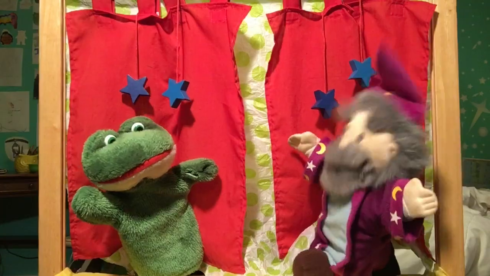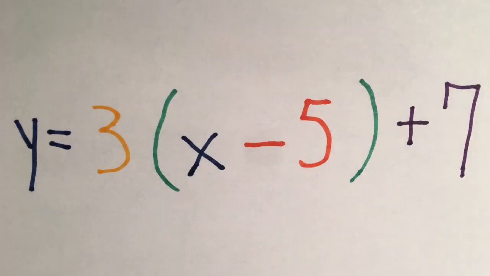That's right. Let me show you an example. The 3 means that there is a vertical stretch of 3. If the number in front of the x is greater than 1, then that means it's a vertical stretch. The x minus 5 in the parentheses means that there is a horizontal shift of 5 units to the right. Because it's a minus sign, it goes to the right. The plus 7 means that there is a vertical shift of 7 units up. Because of the plus sign, it goes up.